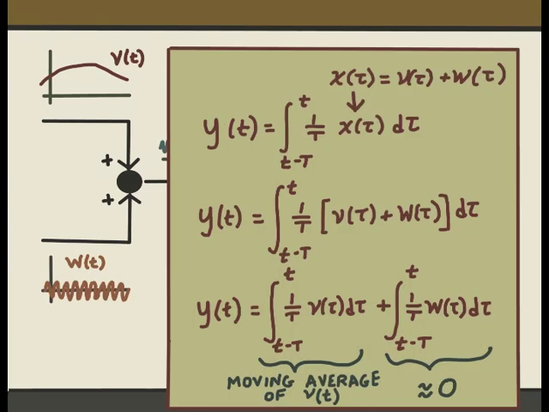This is easy to show mathematically. The moving average y of t is the integral from t minus capital T to t of 1 over T times x of tau d tau. We substitute in x of tau equals v of tau plus w of tau, and we break the integral up into two portions. The second portion, which is the average of w of tau, will be approximately 0 for the reasons we specified before, while the first part is the moving average of v of t.